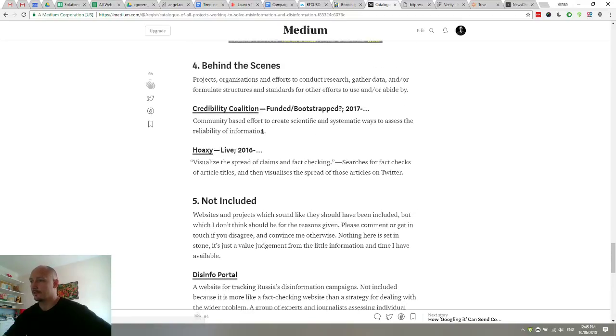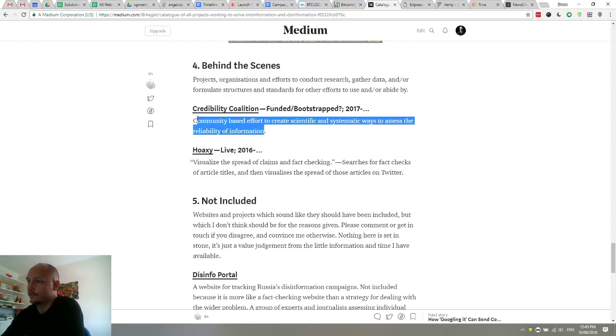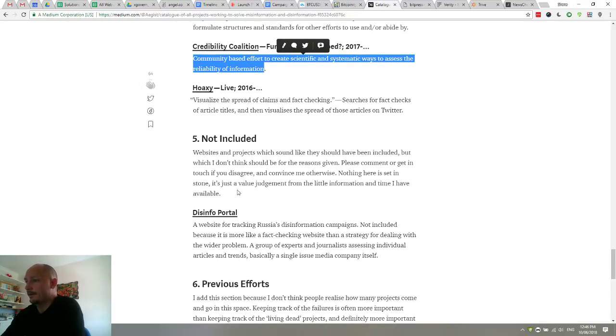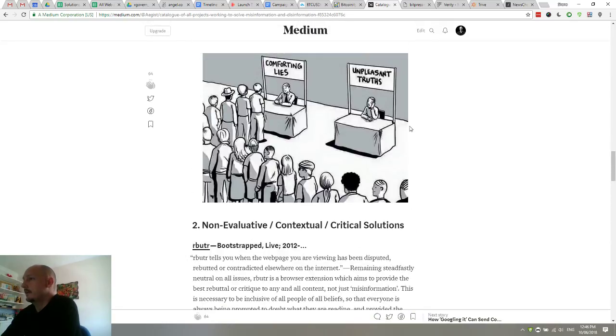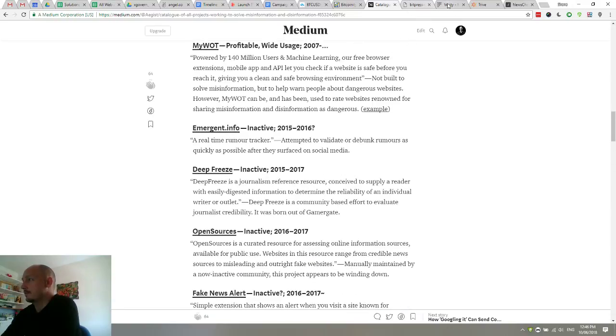Behind the scenes: Credibility Coalition, Hoaxy, sort of academic data collection things that in themselves aren't giving answers but are trying to create system structures, protocols that other people can use. And then other things that sound like they might be included, but I don't think are quite justified in being included. So that's it.